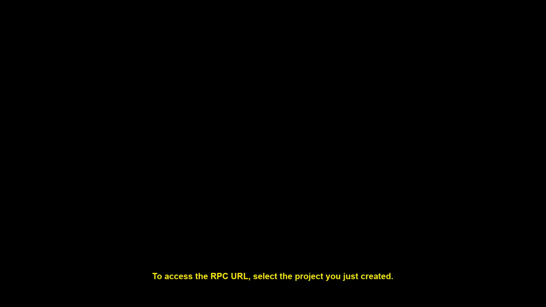To access the RPC URL, select the project you just created. On the project page, locate the Endpoints section. Copy the RPC endpoint link displayed there. You are now ready to use your QuickNode RPC connection for your application.